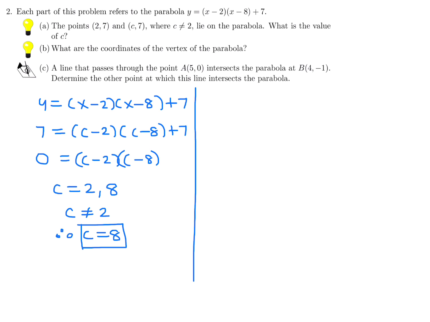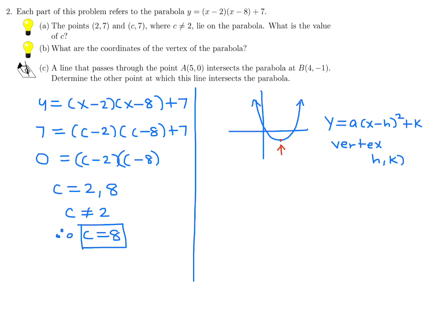Part B, what are the coordinates of the vertex of the parabola? Now, I have no idea what this parabola looks like, but let's just say it looks like this. If it does, then the vertex is that point right there, which in this case is the lowest point. If it pointed downward, then it'd be the highest point. So how do we find that? The vertex of a parabola can be found very easily if the equation is in this form, a times (x minus h) squared plus k. If the equation is in that form, the vertex is simply (h, k).